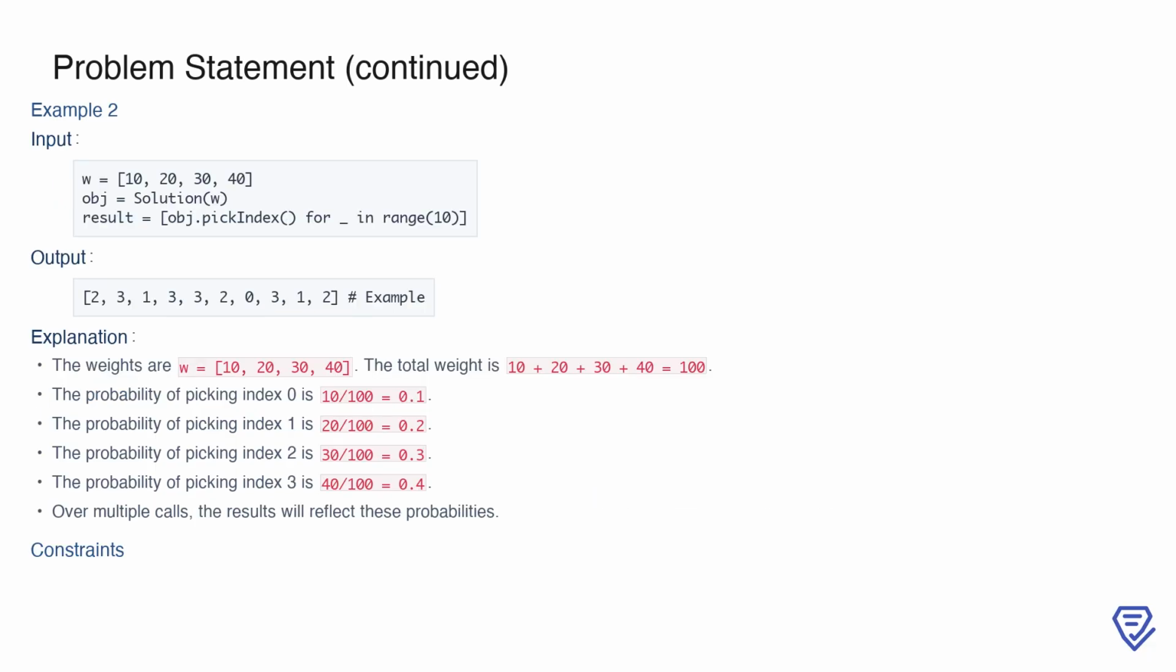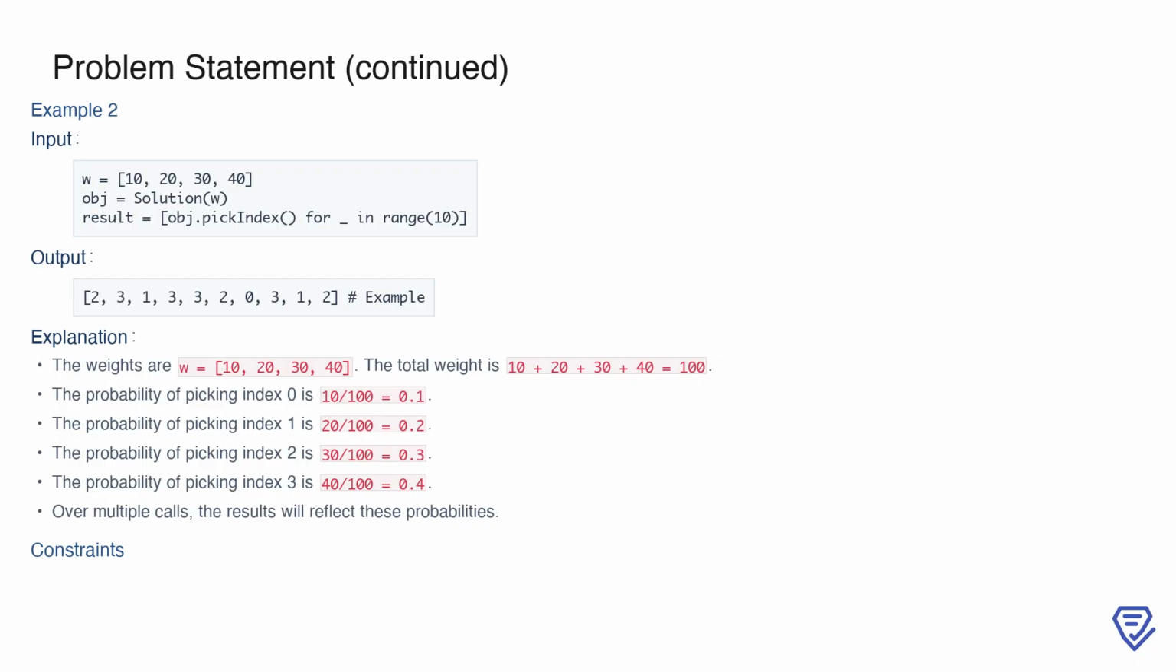Now, in a more detailed example, suppose the weight array is w equals [10, 20, 30, 40]. The total weight is the sum of all elements, which is 10 plus 20 plus 30 plus 40 equals 100. This means the probability of selecting index 0 is 10/100, or 0.1, index 1 is 20/100, or 0.2, index 2 is 30/100, or 0.3, and index 3 is 40/100, or 0.4.